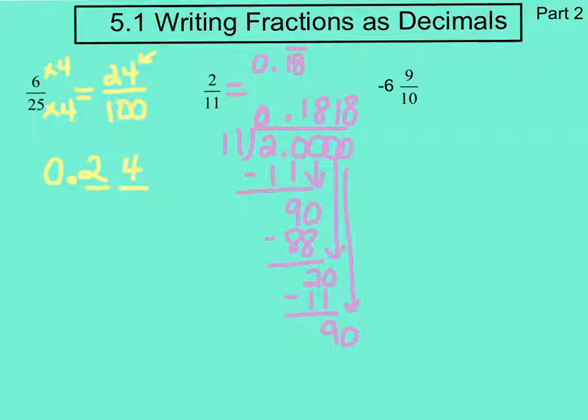Okay, and then the last one, let's see how you did on the last one. The last one already has a 10 in the denominator, so that's kind of nice. We have -6 point, and then the tenths place is the first number after the decimal point. Since it's 9/10, that means we're going to go ahead and put a 9 in the tenths position. And there you have it. Nice job.